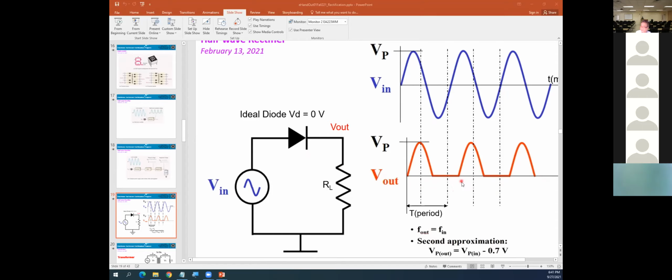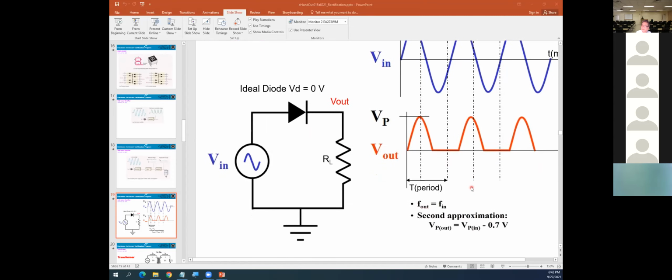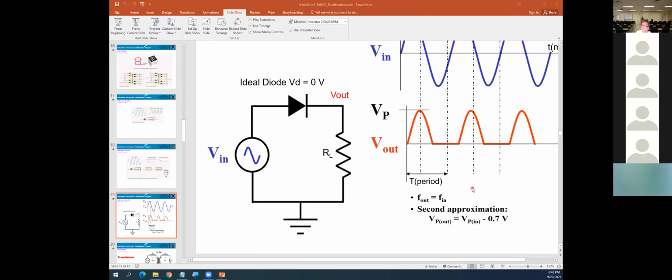Okay, and the question is, what is the frequency between the input and the output? See, they say the output frequency and input frequency will be the same. That means if you get 1 kilohertz here, the output coming out will be 1 kilohertz.